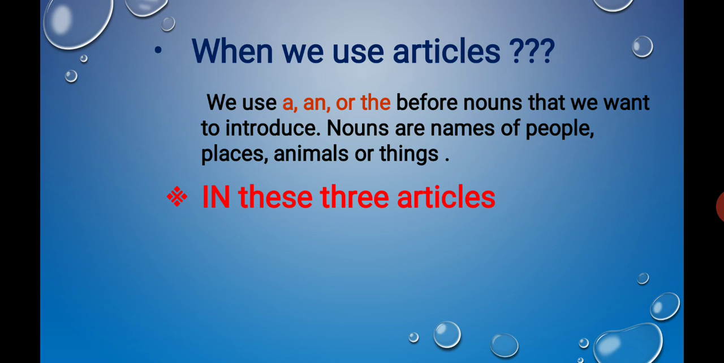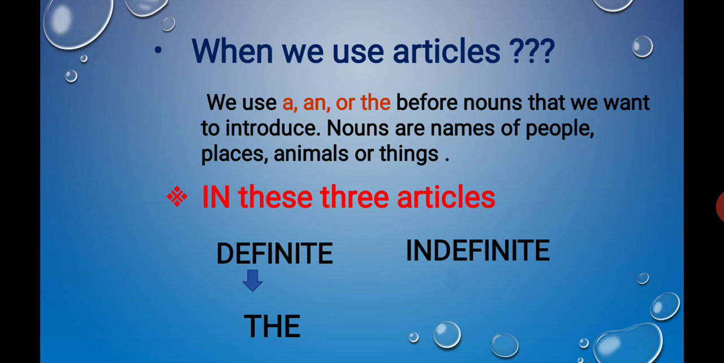Of these 3 articles, one is definite and two are indefinite. Let's see which is the definite article and which are the indefinite articles. The definite article is the, and the indefinite articles are A and AN. Now you have a question. What are these new words? These new words are definite and indefinite.